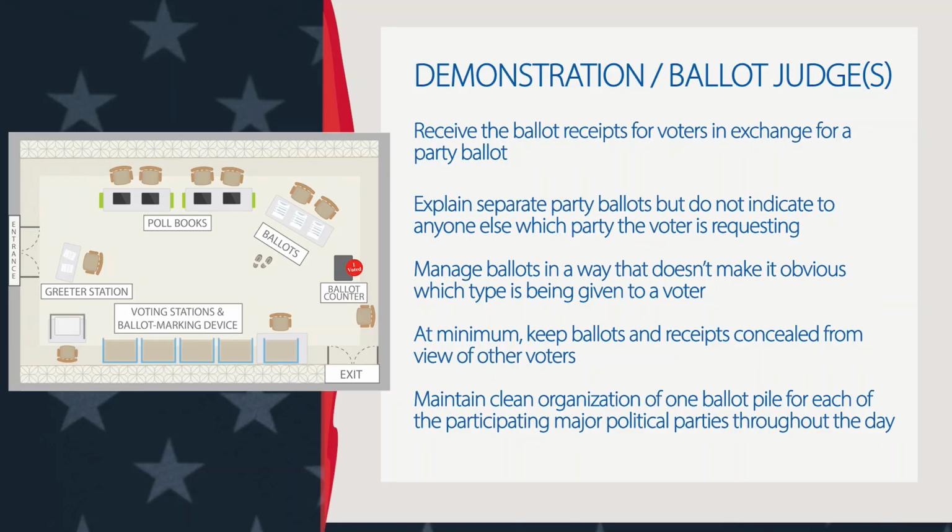This judge or judges will receive the ballot receipts for voters in exchange for a party ballot. They'll explain that there are separate party ballots, but do not indicate to anyone else which party the voter is requesting. They'll manage ballots in a way that doesn't make it obvious which type is being given to a voter. They'll keep the ballots and receipts concealed from view of other voters. And they'll maintain clean organization of one ballot pile for each of the major political parties throughout the day.